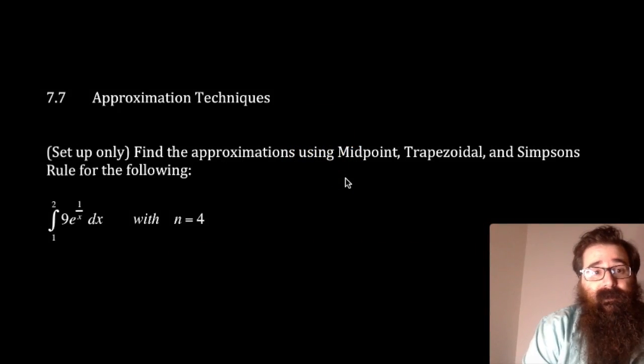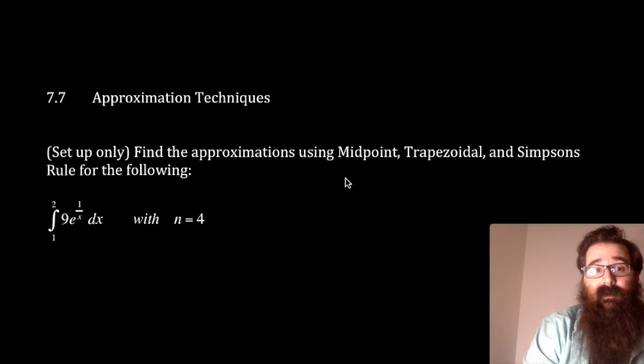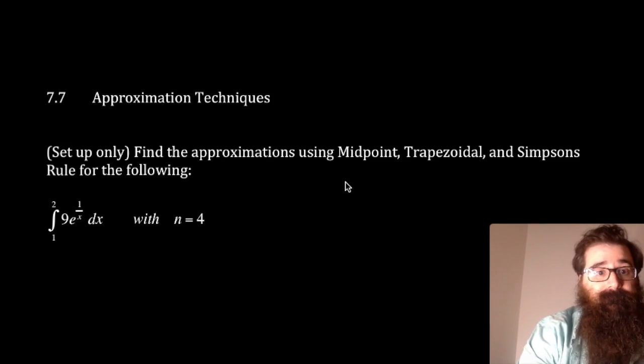And for today, we're going to take a look at 7.7, talking a bit about the approximation techniques in our course. And here we're going to talk about midpoint rule, trapezoidal rule, and Simpson's rule. Remember, you should have already taken a look at the lecture videos, but otherwise, we're going to go ahead and take a look at some problems together. Let's go ahead and take a look at this very first example that we have.